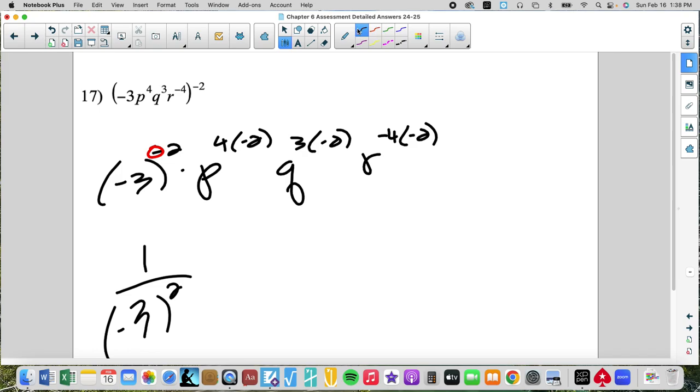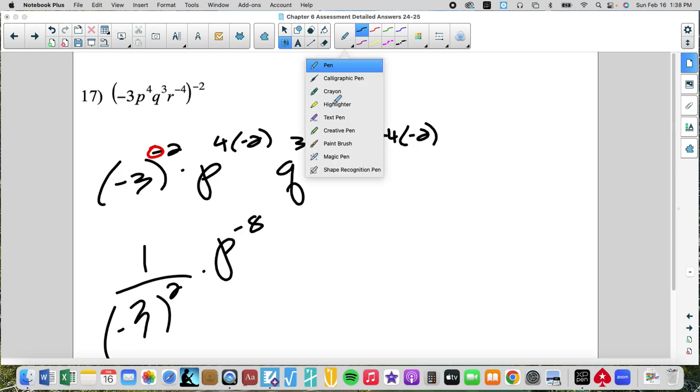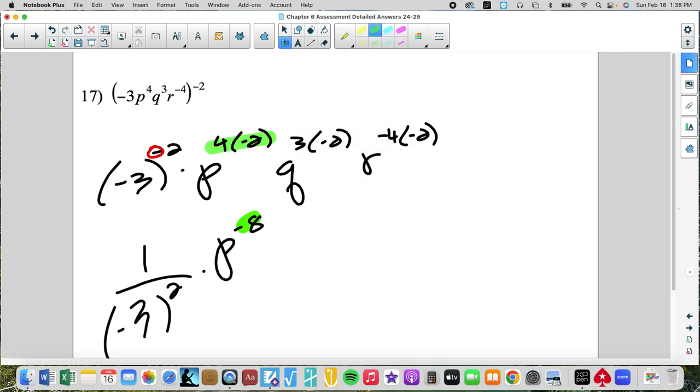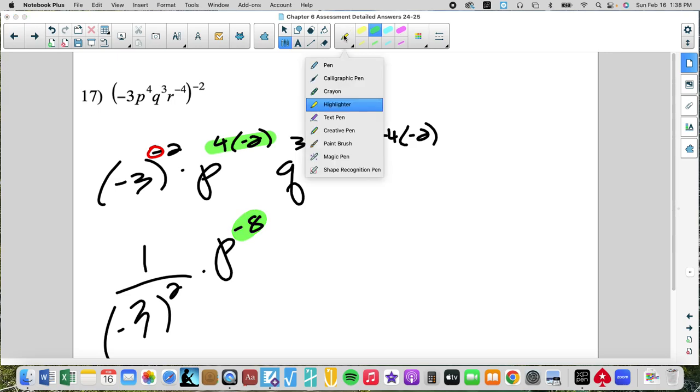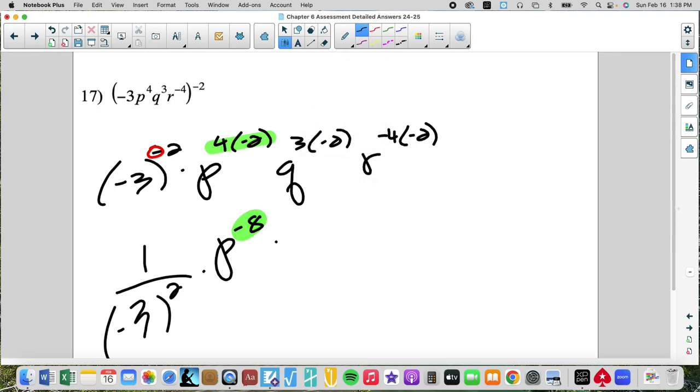The p to the negative is p to the -8. I'm just multiplying. All I did was get rid of the negative on this one. This one I'm multiplying first, so I'm just doing this product. I'm going to multiply this. This is times q to the -6. This is in the numerators. And this is r to the +8.